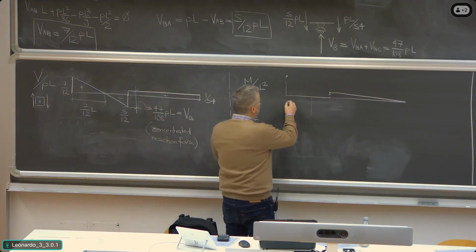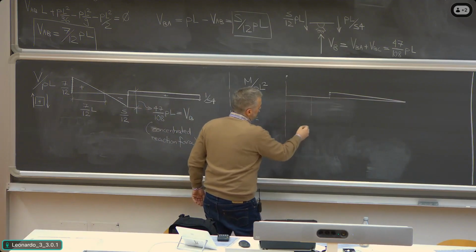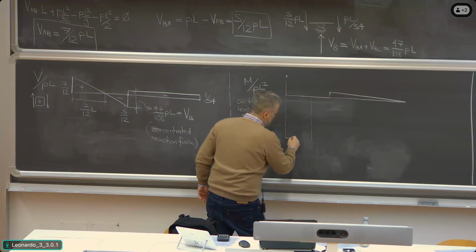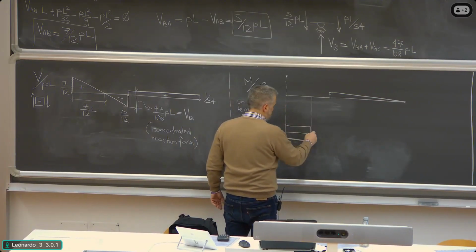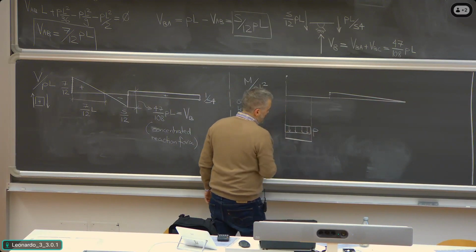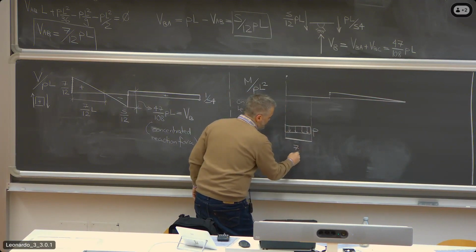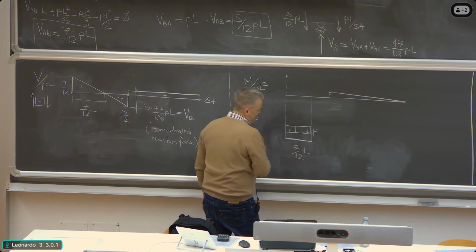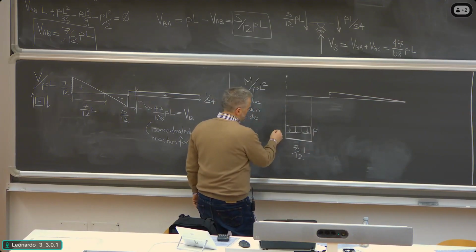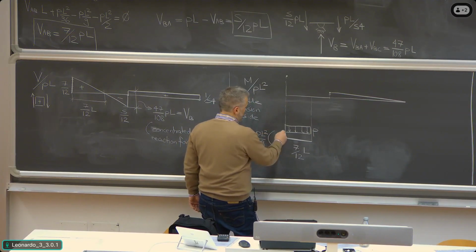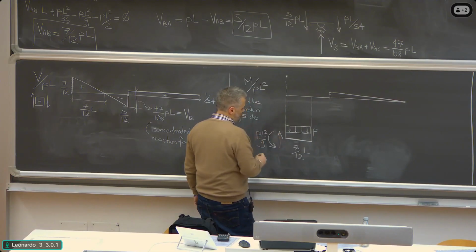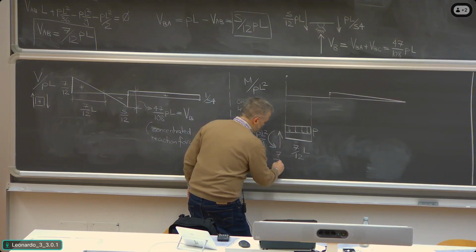Simply by looking at what happens on this portion of the beam. So I isolate this portion of the beam. I know there is a distributed load, which is P. I know the length of this segment, which is 7 divided by 12L. At the first point, you have a bending moment, which is PL squared divided by 9, and a shear force, which is 7 divided by 12L.